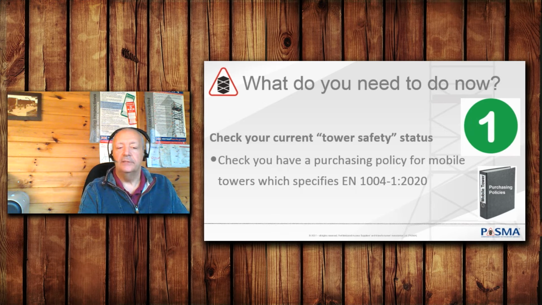Towers in configurations outside of the EN 1004-1 standard should be designed in accordance with Codex Title 5, Book 3. These include towers on base plates, link towers, towers with bridges, and step towers. If you don't have a purchasing policy for towers yet, then write one and circulate it to everyone who needs it.